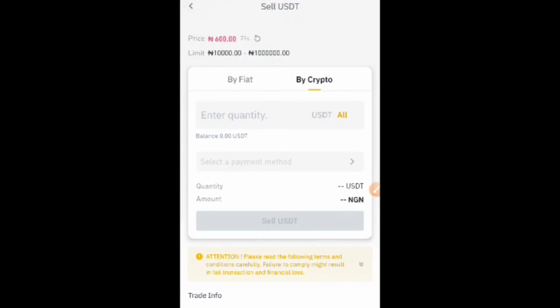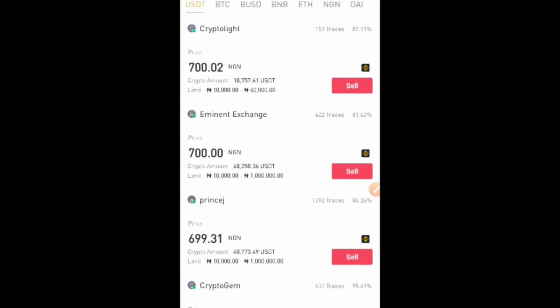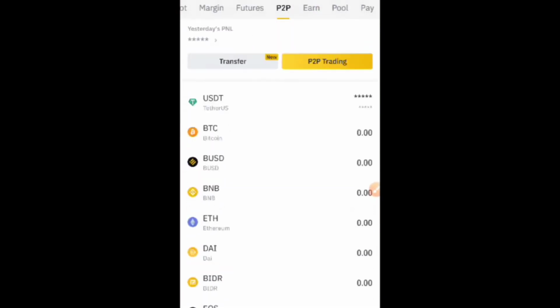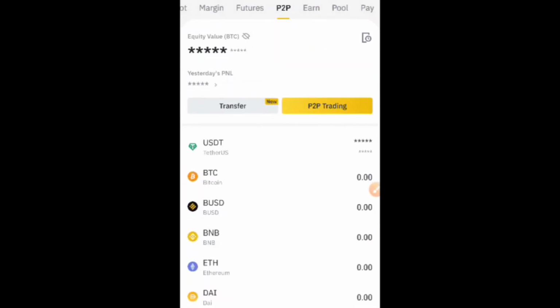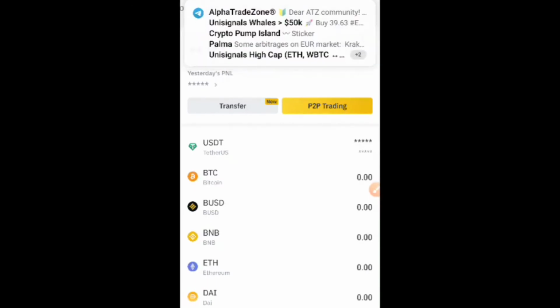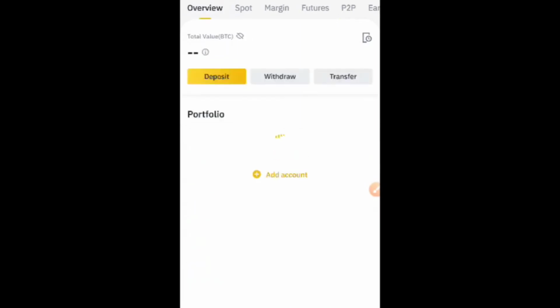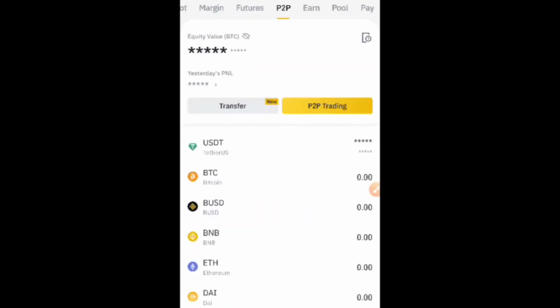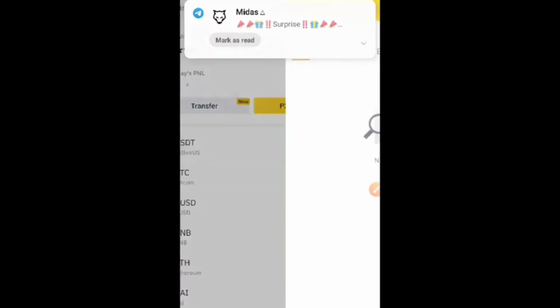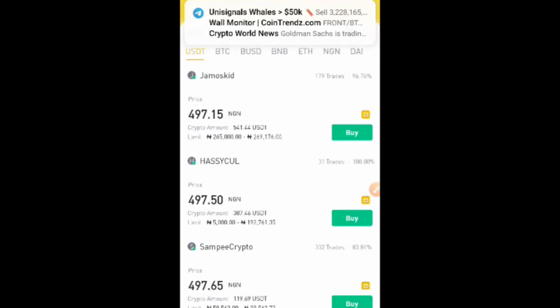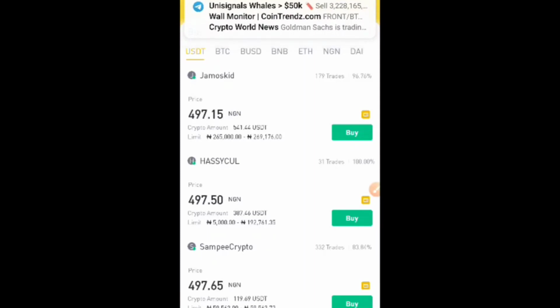Now let us say you want to fund your Binance account because you want to start trading. So what should you do? Same way, you come to this home, you go to your wallet. These are different tabs up here: overview, spot, margin, features. Then under P2P, you come to P2P trading. Now this is under the assumption that the funds are in your bank account and you want to deposit USDT in order to start trading.